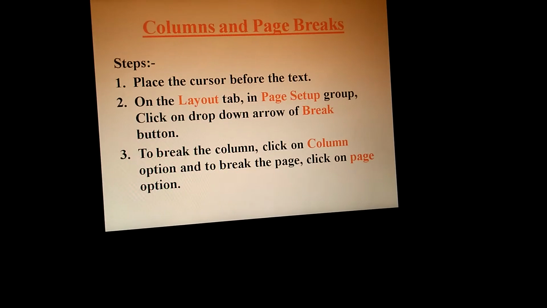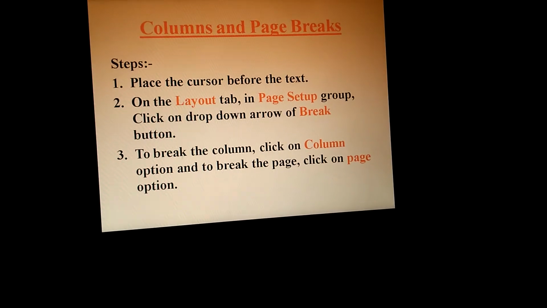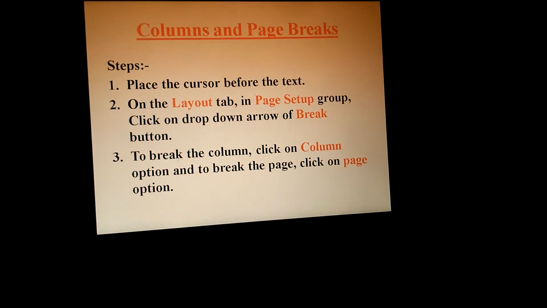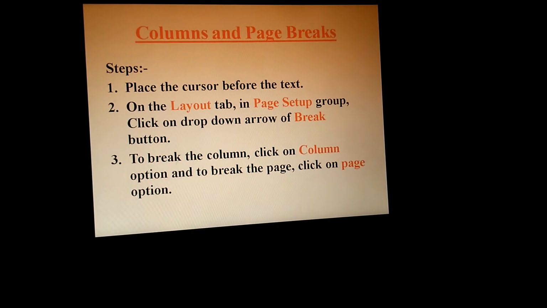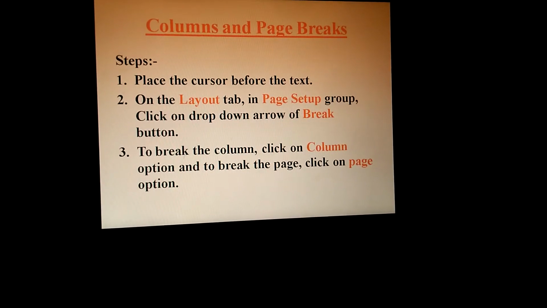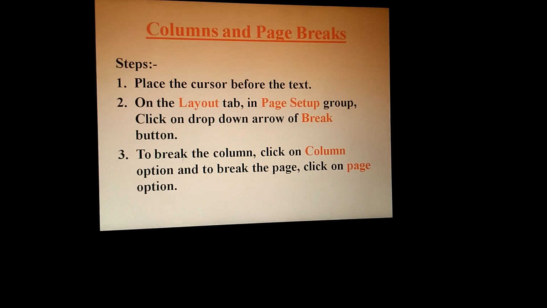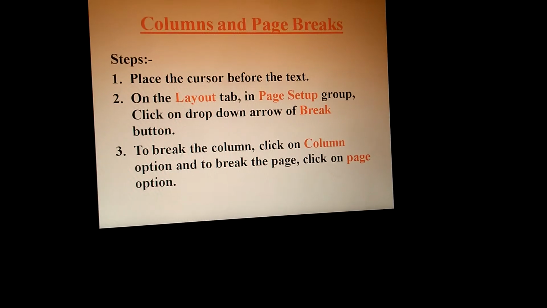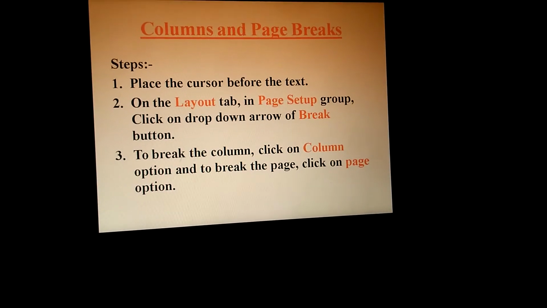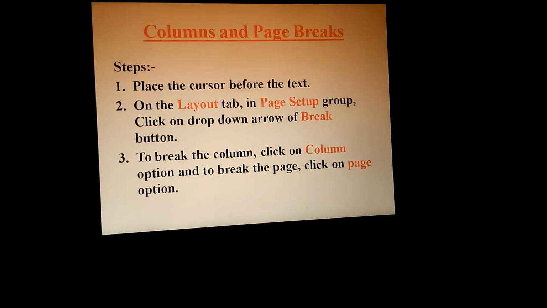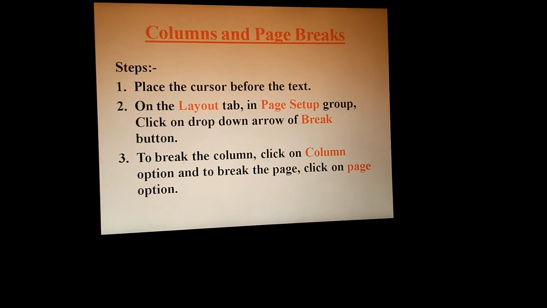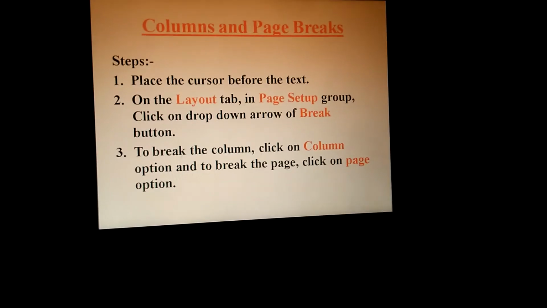Now columns and page breaks. For setting the columns and page breaks, you have to follow the following steps. Now place the cursor before the text, means before the text where you want to place the column, just place the cursor before the text. Now on the layout tab in the page setup group, see, options are layout tab, then where you have to go? In the page setup group. Then click on the drop down arrow of the break button. There will be a drop down arrow pointing downward. You have to click on that, of the break option.